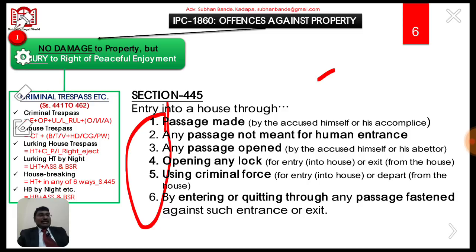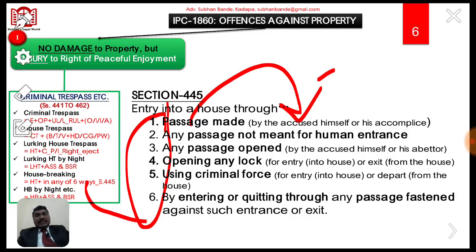a building, tent or vessel through any of these 6 ways, it is said to be housebreaking. If the housebreaking is committed by a person after sunset and before sunrise, it is said to be housebreaking by night.